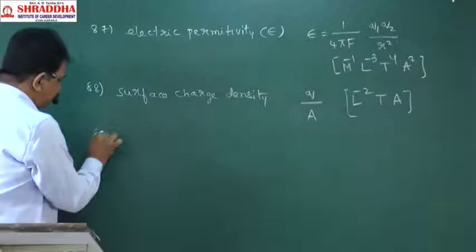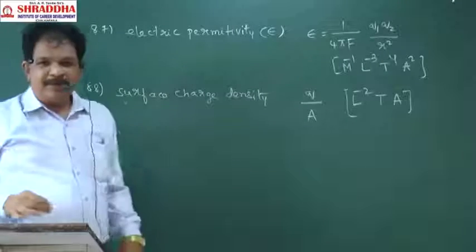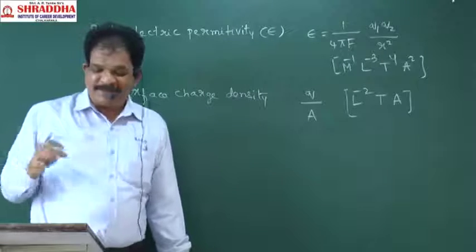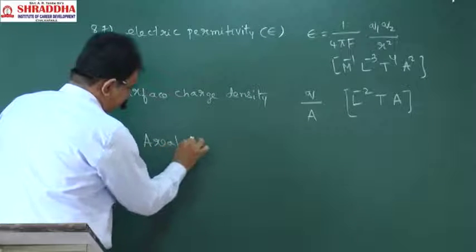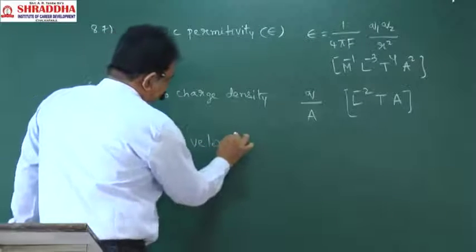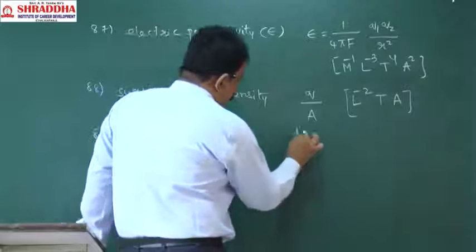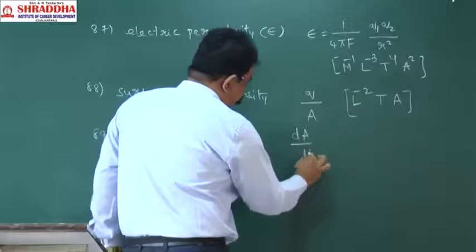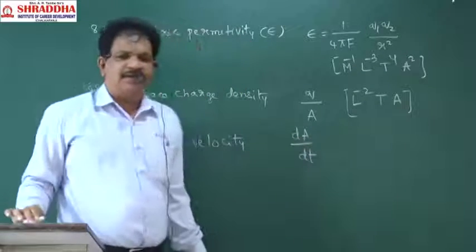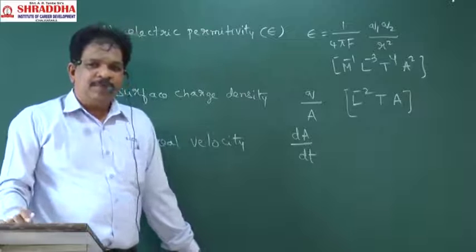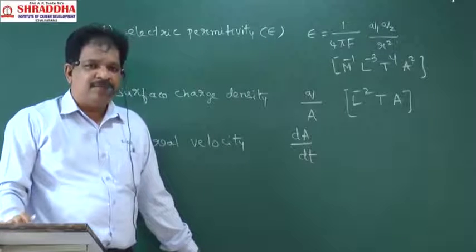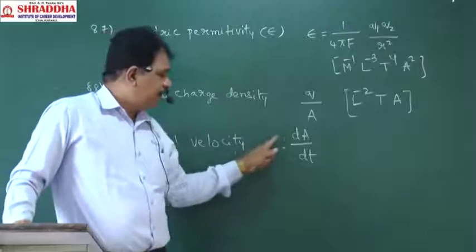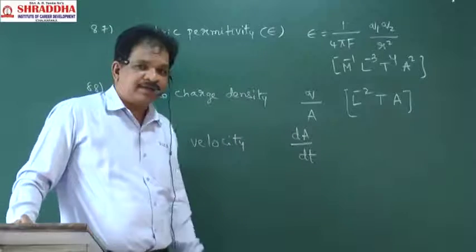Next, 89. We are coming to the end. Areal velocity. Areal velocity means change in the area by change in the time. In a particular time, how much area is covered by the body, that will be called the areal velocity.